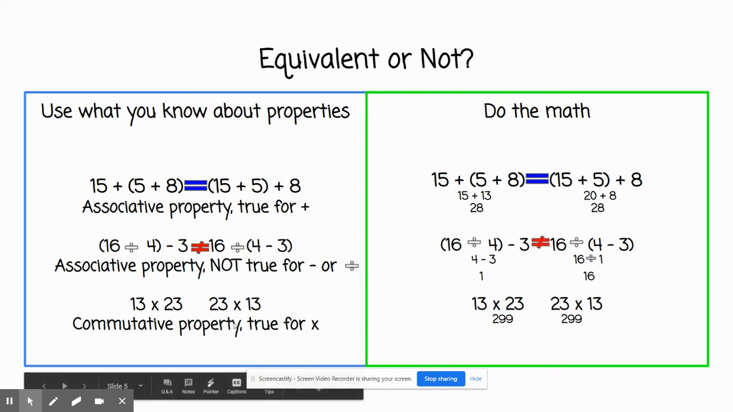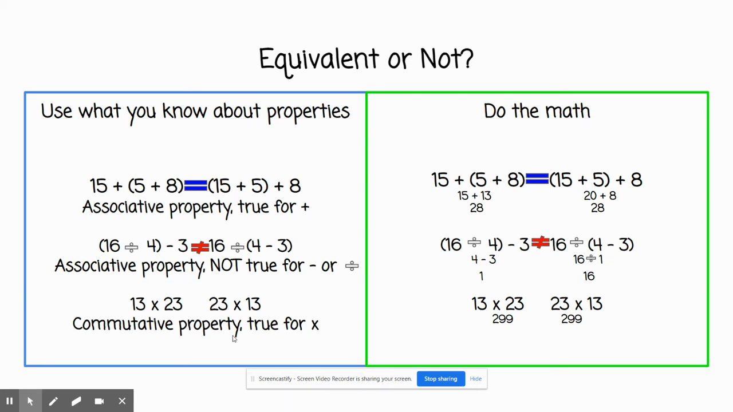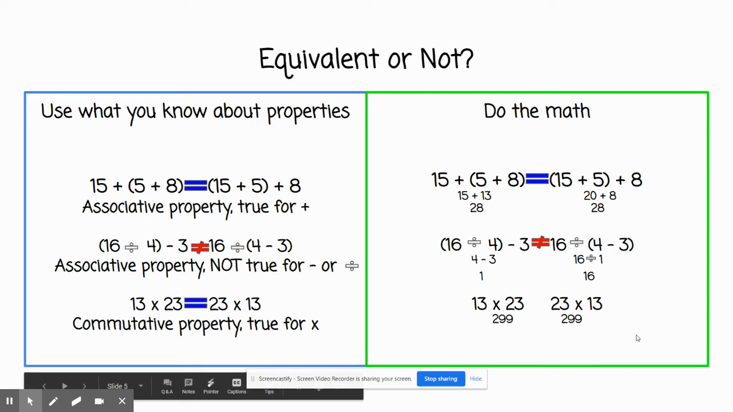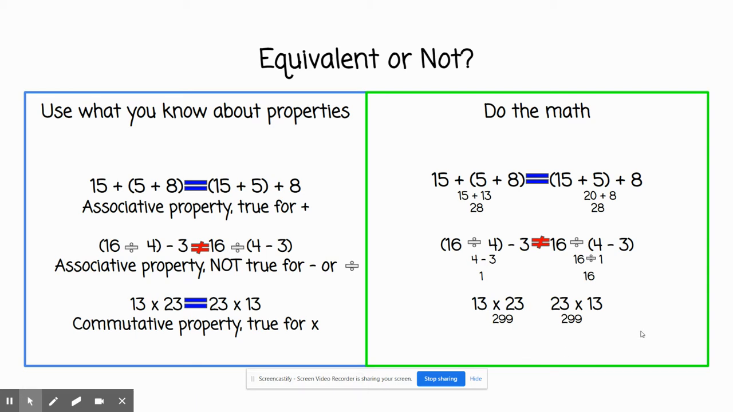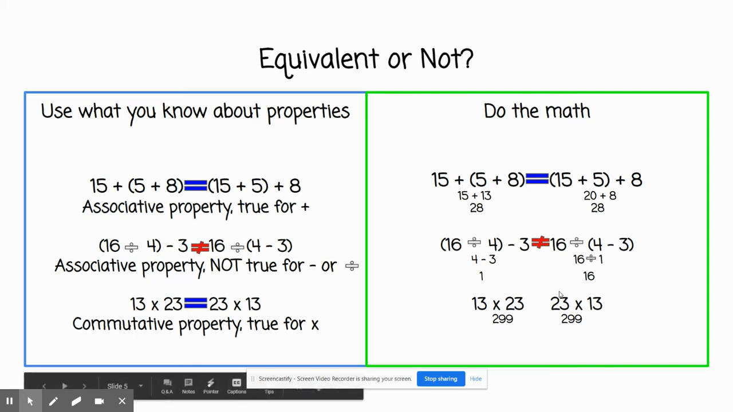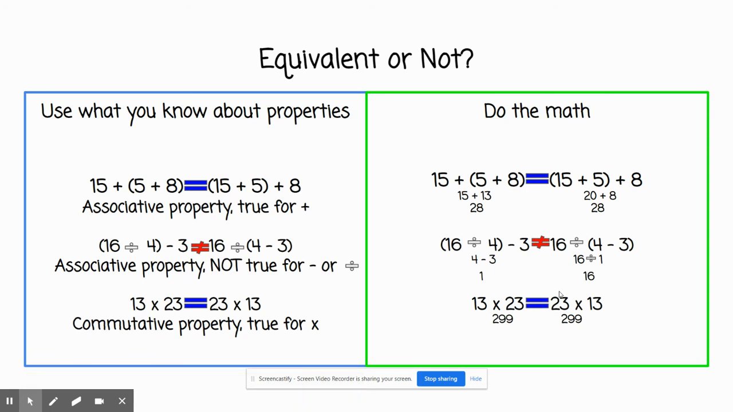And here we have some multiplication, and it looks like the order has been switched. That is the commutative property. From what I know about the commutative property, it is true for multiplication. So I can say they're equivalent, right? This is what I know. Again, I'm the one who likes to see those numbers. I like to prove it. So I'm going to do the math. And when you do the math, both expressions equal the same amount. And so we can confidently say that these are equivalent expressions.